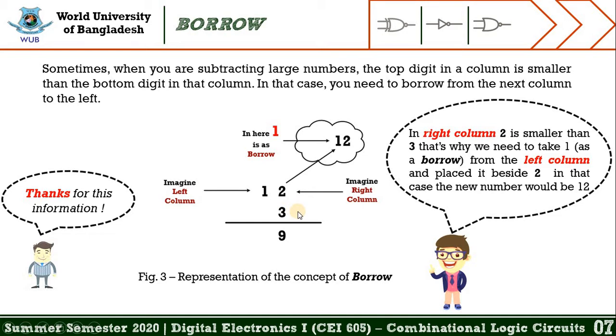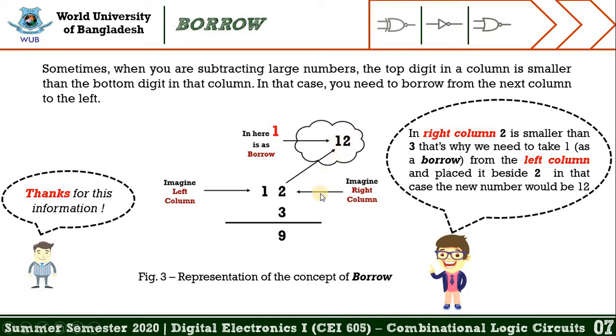So in the right column, 2 is smaller than 3, that's why we need to take 1 as a borrow from the left column and place it beside 2. In that case the new number would be 12, and you can see in the cloud section the 2 is written with borrow, which is 12.